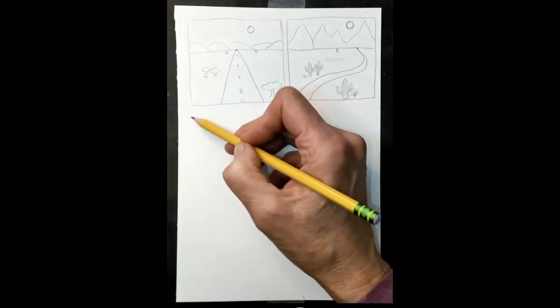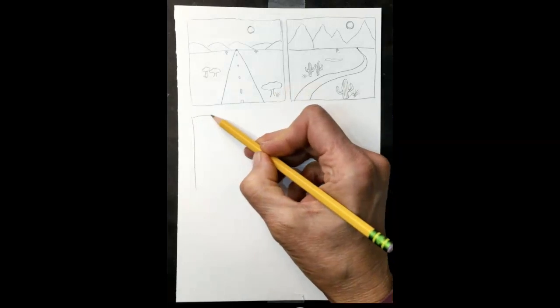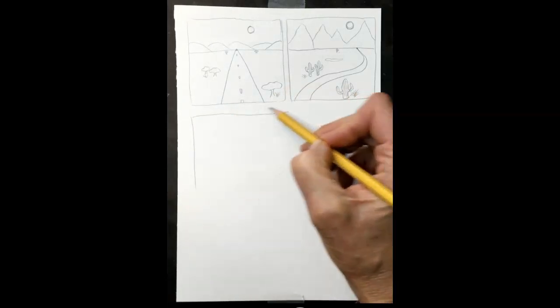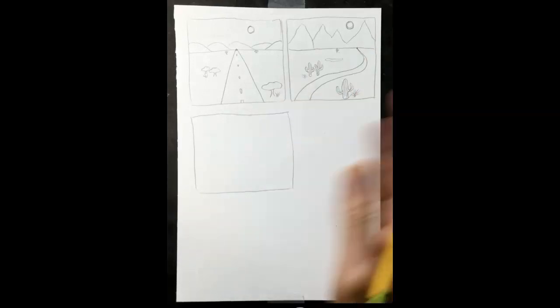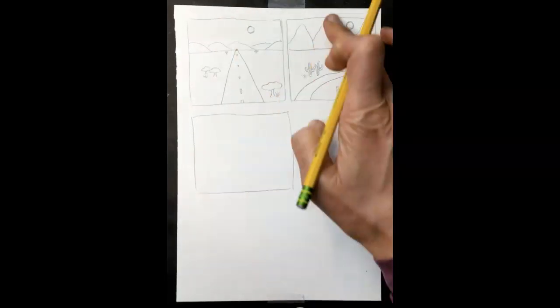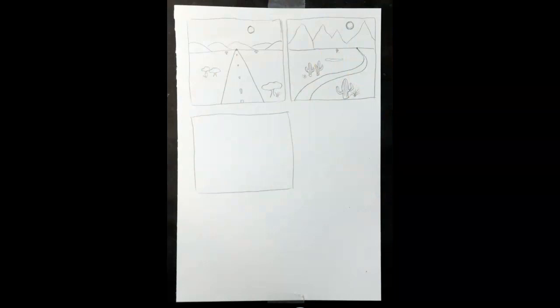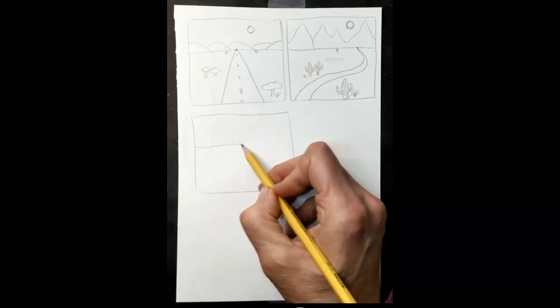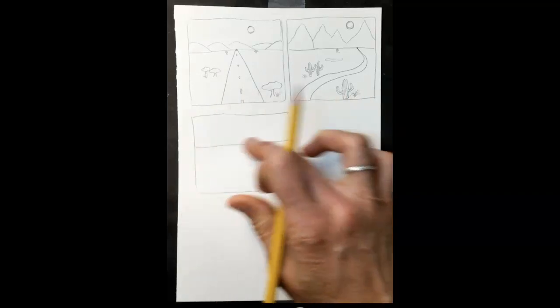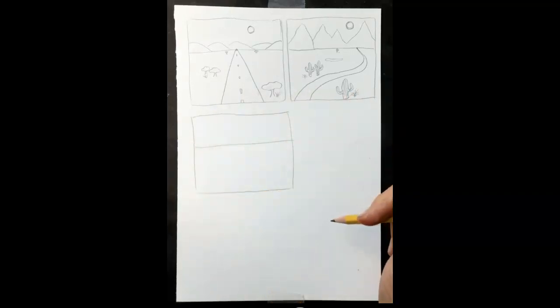Now let's make one more thumbnail. Notice once again I'm leaving a space between them. I'm not letting them touch. Each thumbnail has its own separate space on my page. And once again I'm going to add in the horizon line. It is horizontal. And this time we're going to be at the beach.